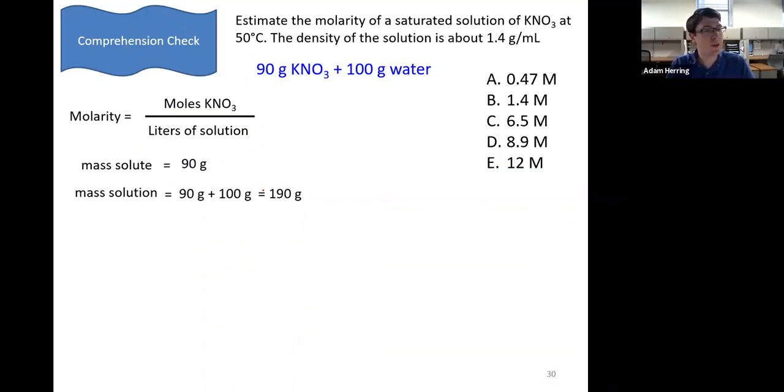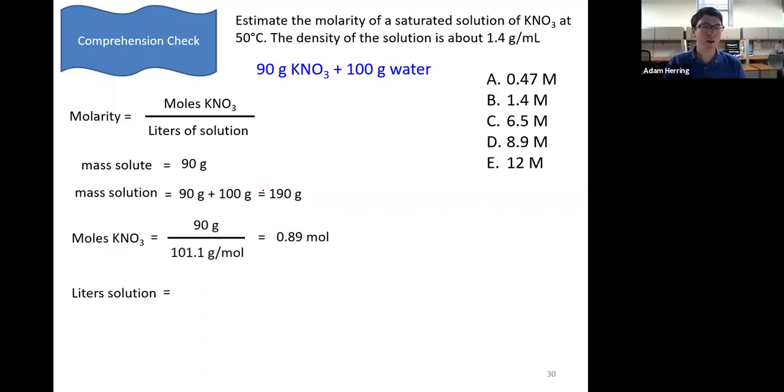We can use that now that we have the mass of the solution, and we need to find the moles of potassium nitrate, knowing the mass that we have. So we can find moles by taking the mass and dividing by the molar mass. That means we have about 0.9 moles of potassium nitrate. The volume of the solution in liters is found by taking the mass and dividing by the density. That will get us a volume of 136 milliliters, or 0.136 liters.